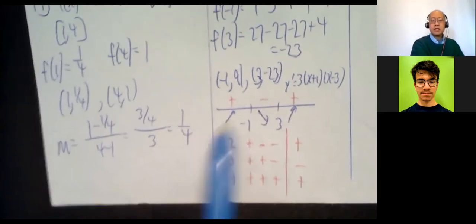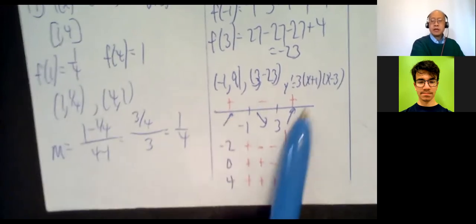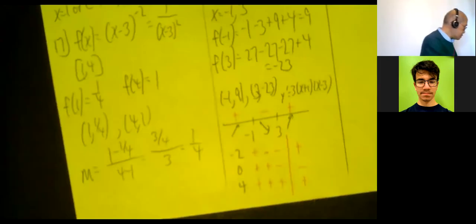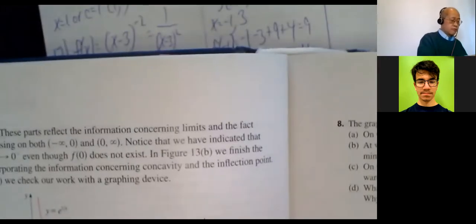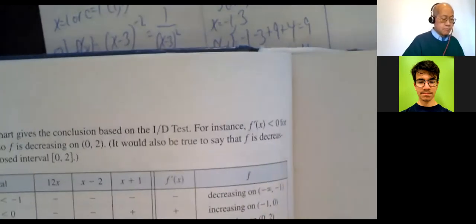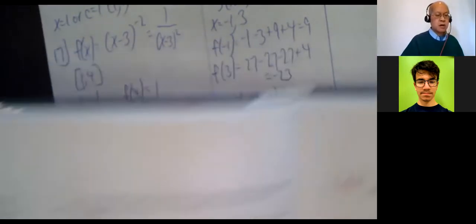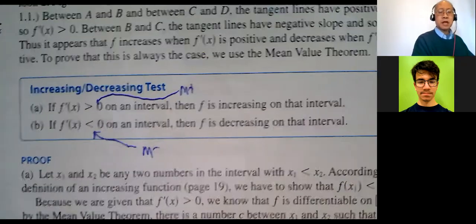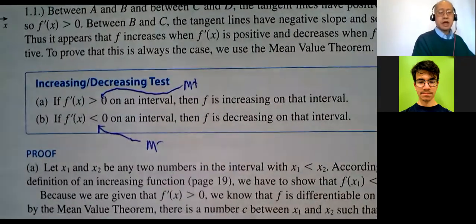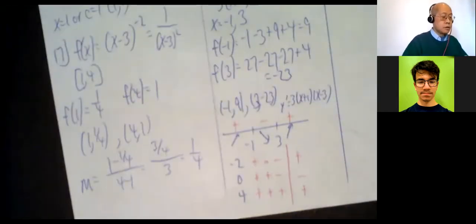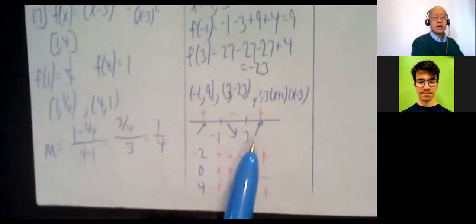All right, first derivative positive, increasing. First derivative negative, decreasing, right? From yesterday. Page 293. A, f prime greater than 0, same as slope positive, f is increasing. F prime less than 0, f is decreasing. Increasing, decreasing, increasing.